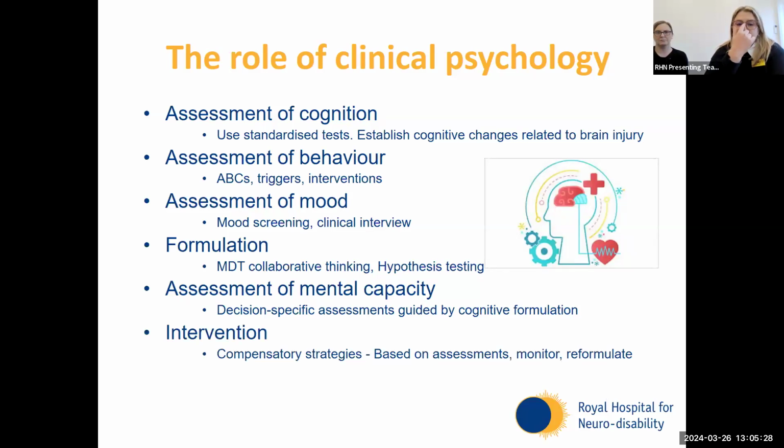And then, of course, all of this leads us into interventions. So looking at compensatory strategies, most commonly for severe brain injury, so trying to compensate for the function that has been lost. And this is based on the assessments that we've made. And then, of course, monitoring whether those are effective, how those are progressing, and if necessary, reformulating if things aren't working as we expected them to.